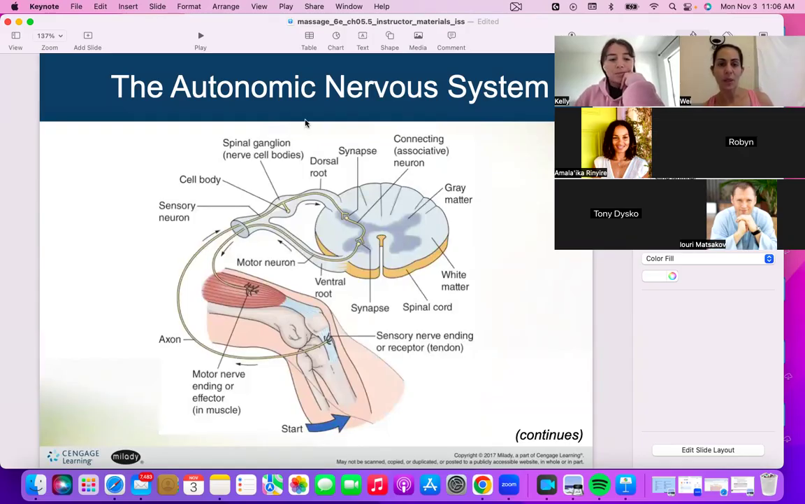Okay, so the autonomic nervous system, we're going to explain what happens when the nerve goes through to the nervous system and back. So this is the neurologic pathway, or neural pathway, the route that the nerve impulse travels through the nervous system.